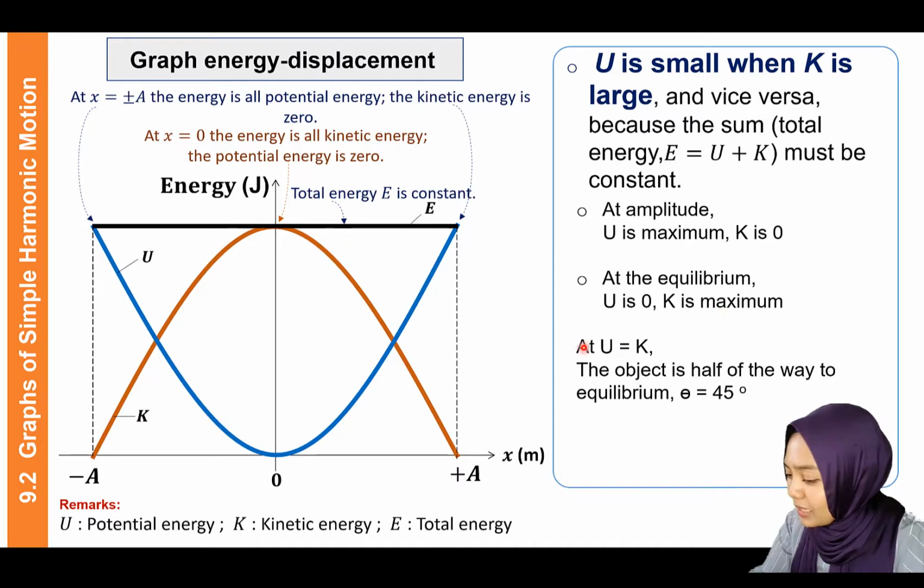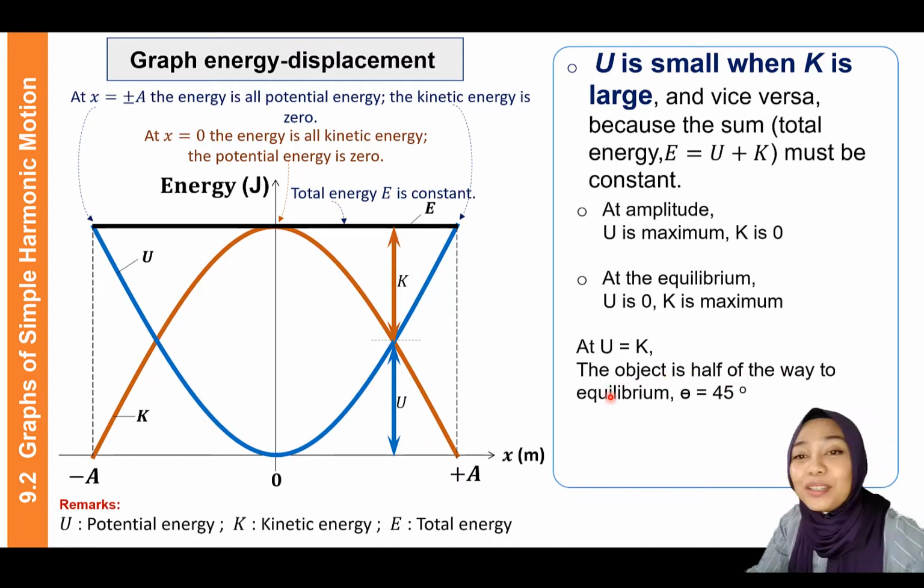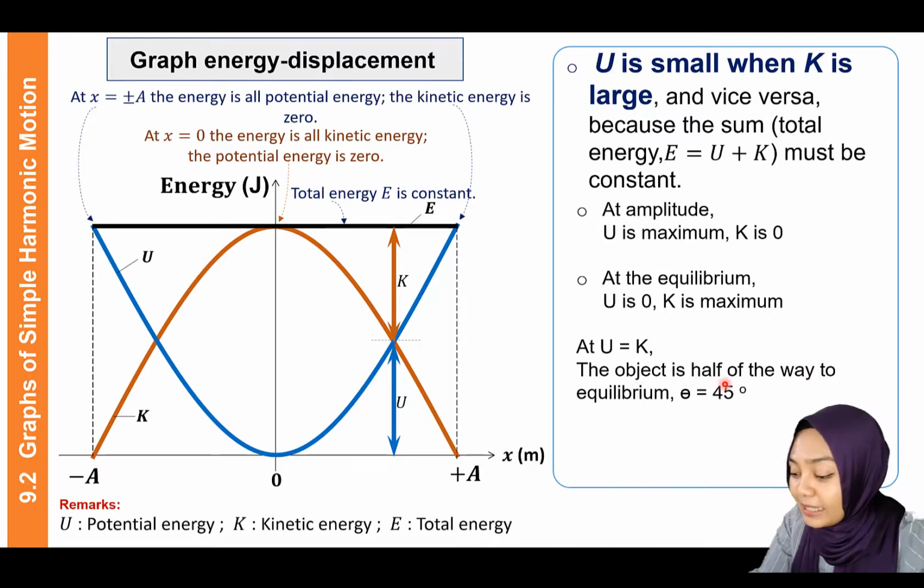Now notice this one. At U equals K, where is it? It is here. When U equals K, the object is halfway to the equilibrium and theta is 45 degrees, because they are all 90 degrees, so halfway is 45 degrees. And then from there, we can calculate what the displacement is for this one. So let's see.